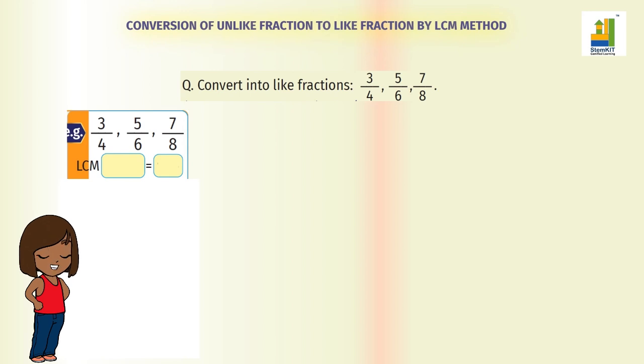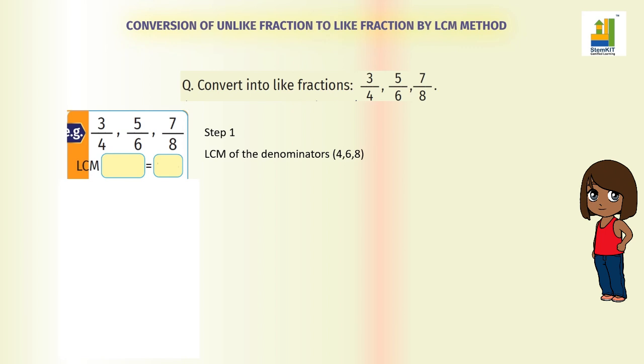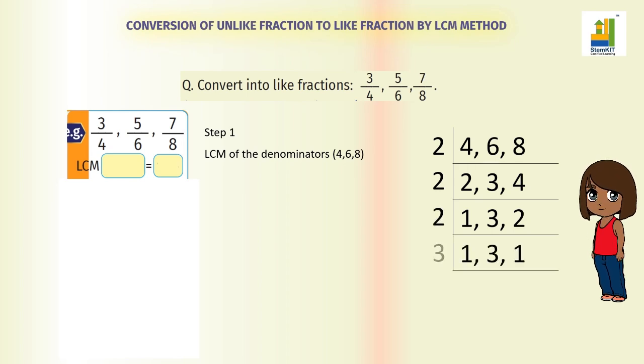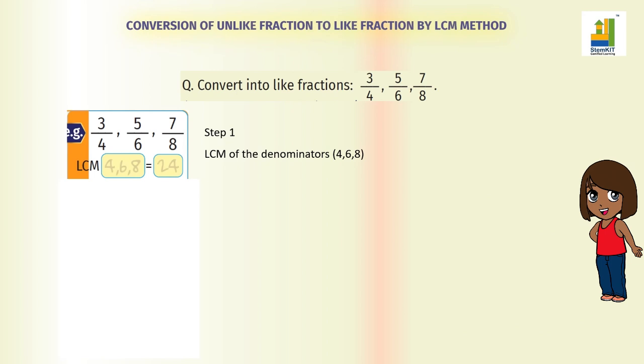Step 1. Find the LCM of denominators 4, 6, 8. We take 4, 6, 8 and divide them by common factor 2. Then by 2 again. Then by 2 again. Then by 3. Our LCM is 24. Fill in the LCM of 4, 6, 8, which is 24.